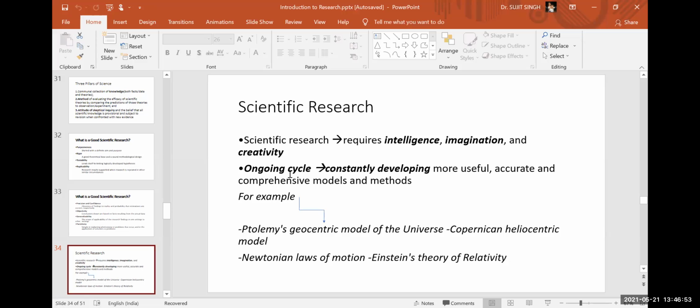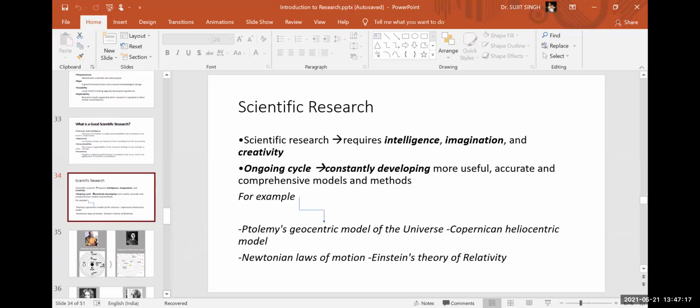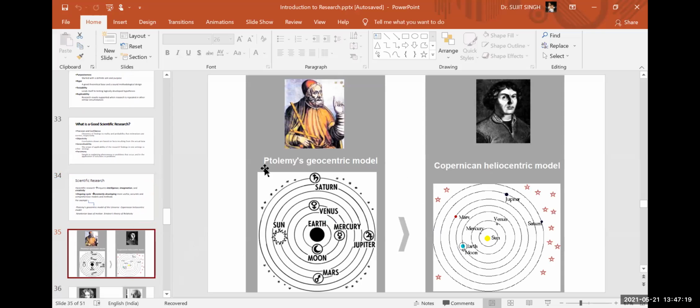And this is the ongoing cycle of constantly developing more useful, accurate, and comprehensive models. Research is not a one-time thing. Always you have to improve and improve. Today, whatever result you get may not be so correct. Someone will come in the future and improve that. Like the geocentric model, they thought that Earth is at the center of the solar system or the universe.